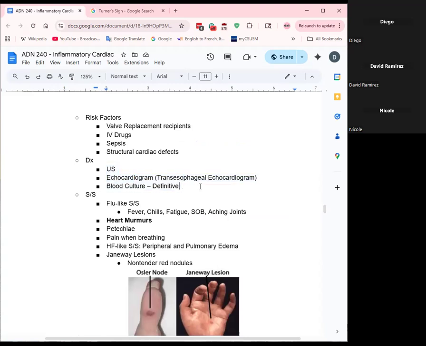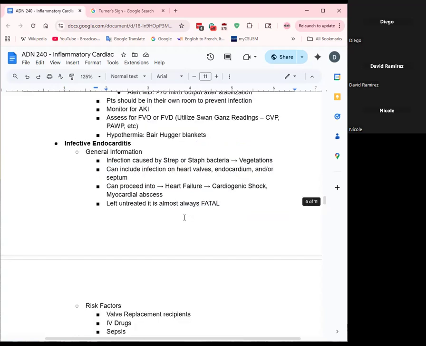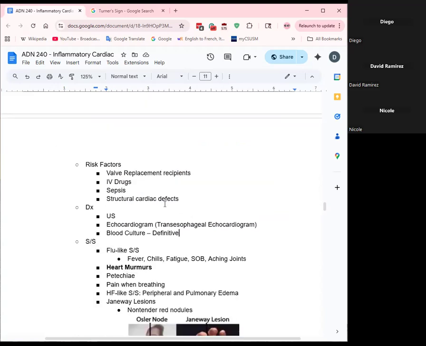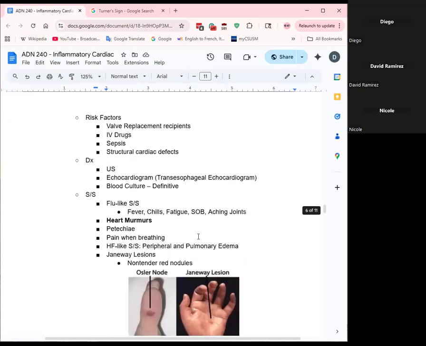Some of the diagnostics done: an ultrasound, an echocardiogram, which is going to be the gold standard. This one's specifically going to be a transesophageal echocardiogram, also shortened to TEE. This is different from your bedside echocardiogram. It's going to be more accurate, more invasive, more specific, and it's your gold standard for detecting endocarditis. And their blood cultures, because it's still an infection.